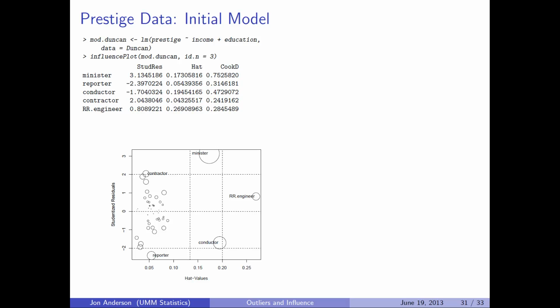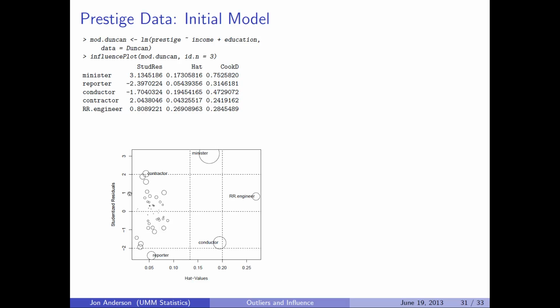Here's another little example using some occupational prestige data in the Duncan data set from the car package. We made a model that would try to explain the prestige score of an occupation as a function of the income and the education level of the occupation. And for this data set, I've asked to make an influence plot to show unusual cases. We have a printout of some unusual cases: minister, reporter, conductor on a train, a contractor, a railroad engineer. I believe these are somewhat old data, historical.